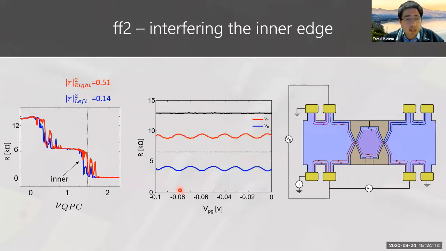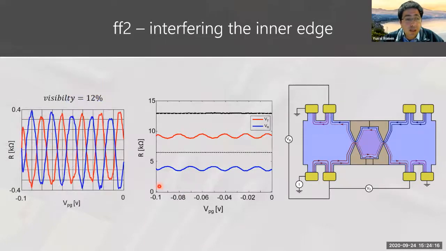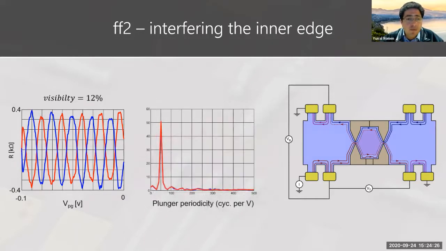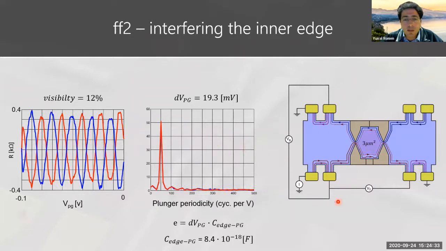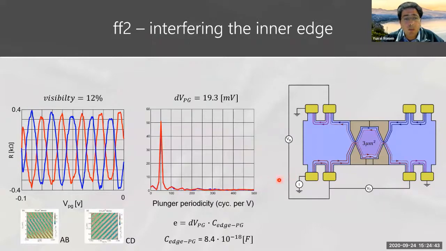Okay. So this is as a function of the plunger gate, and you can look at the visibilities. The visibility that you see here is 12%. We also saw around 30% visibility. I'll show it later. From this you can do an FFT, extract the periodicity, and extract from it the capacitance between the plunger gate and the edge, which can tell you about the electrostatics which happens here. But maybe the more interesting question is, do you have Aharonov-Bohm or Coulomb-dominated regime, right?